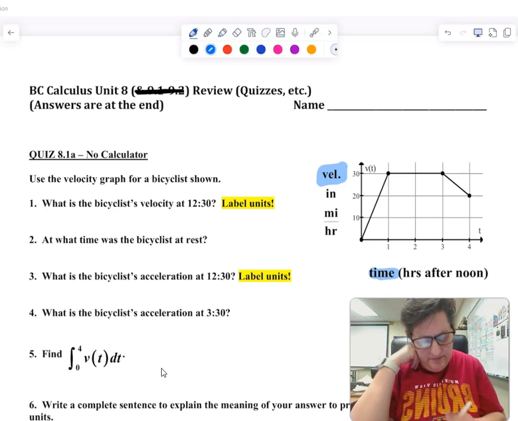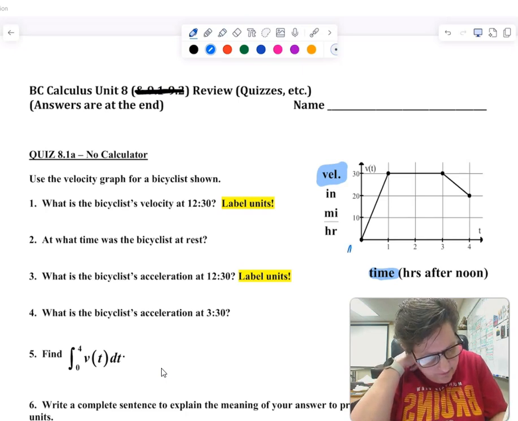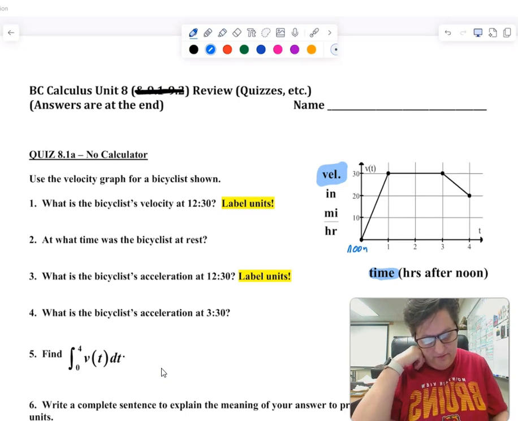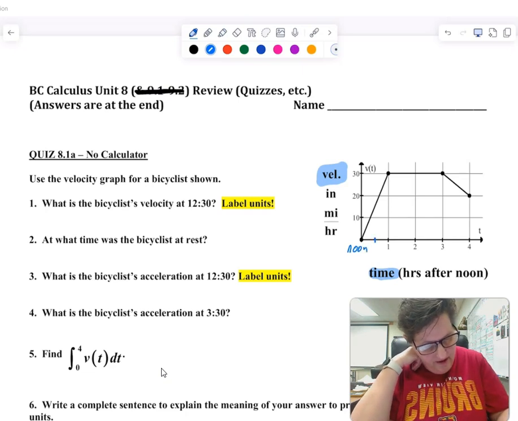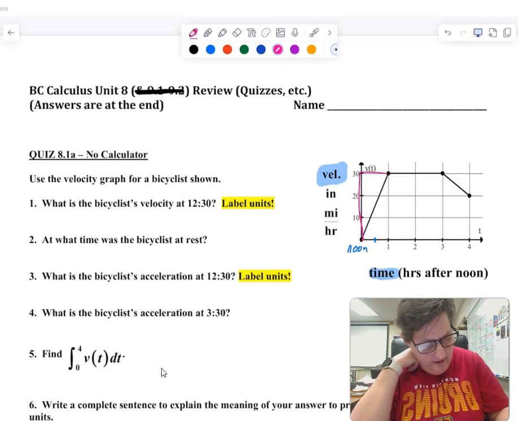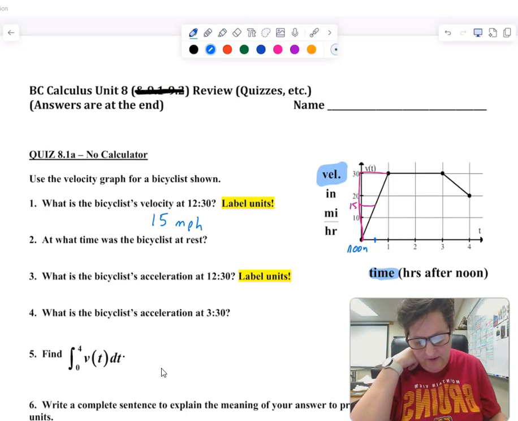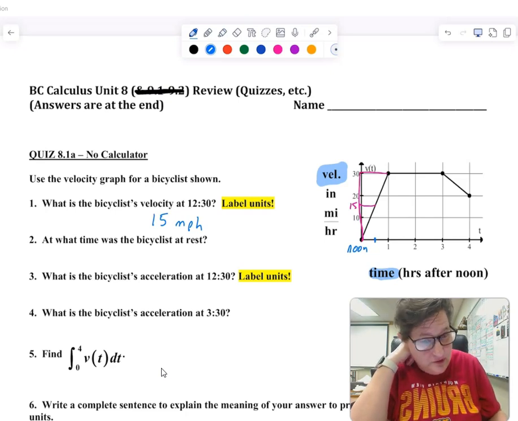Okay, what is the bicycle's velocity at 12:30? And this is hours afternoon. So if this is noon, it's time 0, okay? 12:30 would be right here. Now you don't have to estimate because you can see if I go up 30 over 1, halfway would be up 15 over half, right? Okay, so that would be 15 miles per hour.